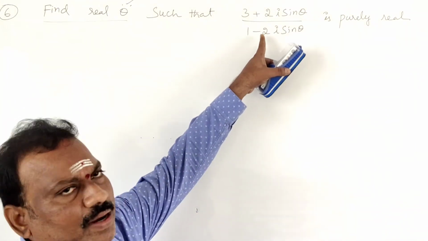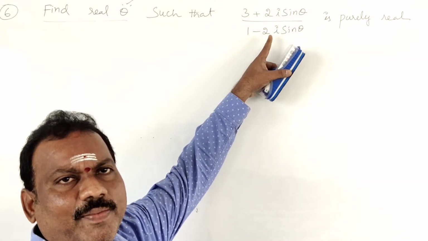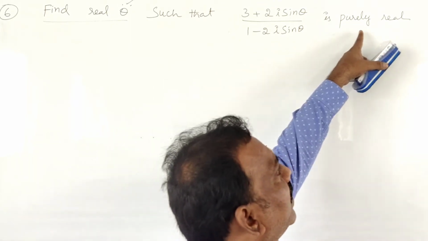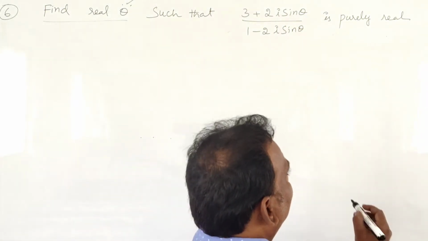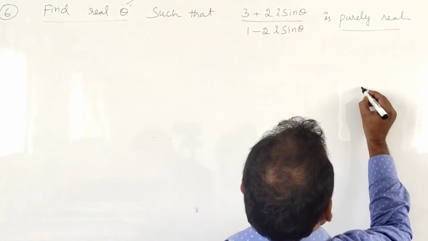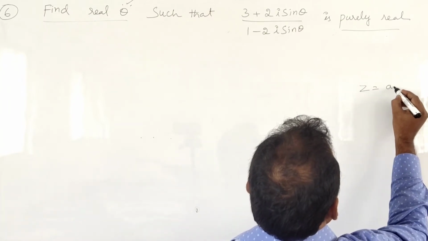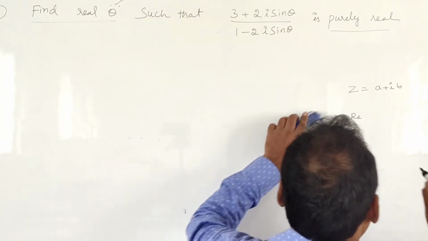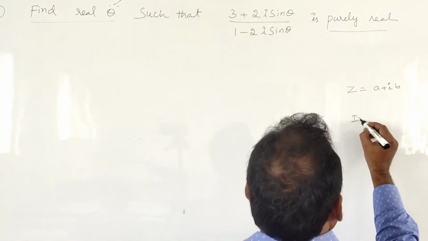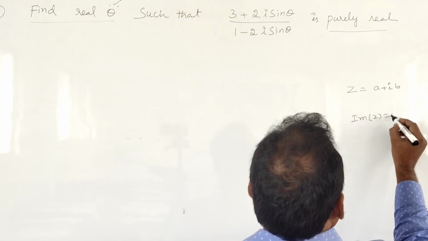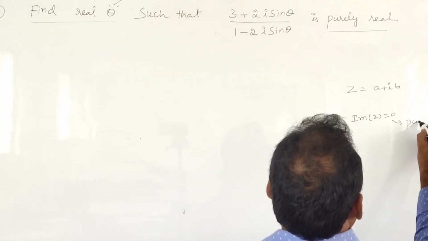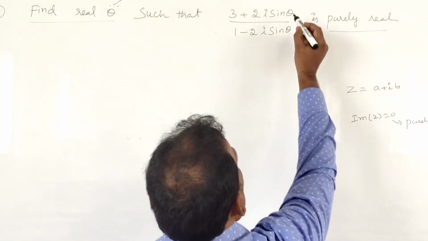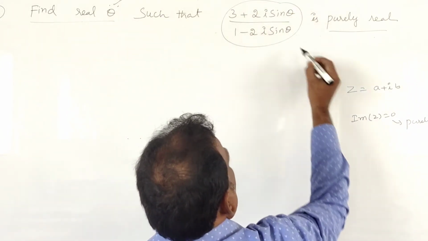There is one complex number given. It is in the fraction format, that means z1 by z2 format. They told purely real. You know very well what is meant by purely real. If any complex number is given in a plus ib format, if the imaginary part of z is 0, which is called purely real. Correct students?